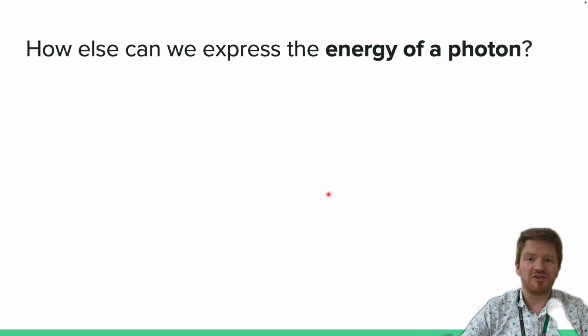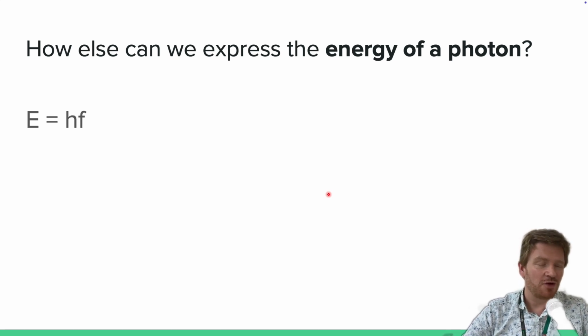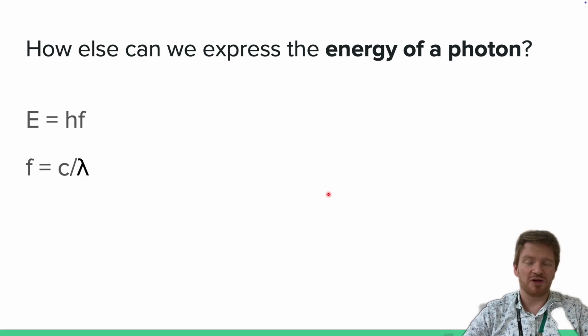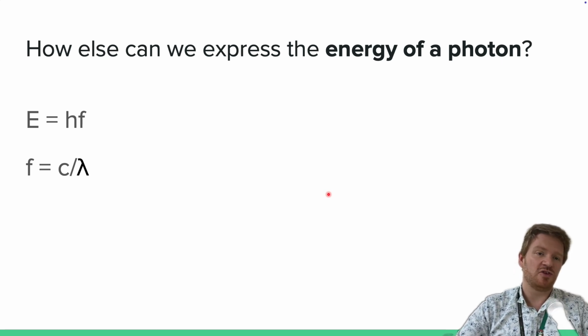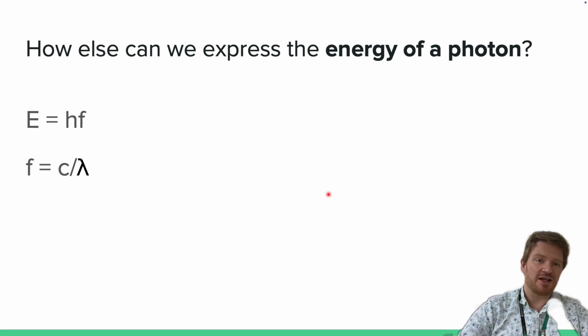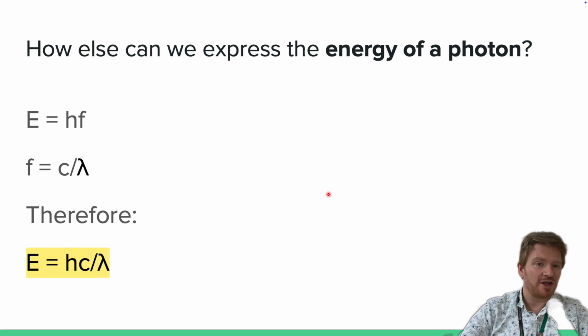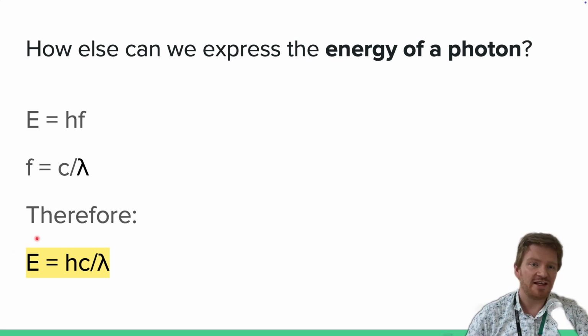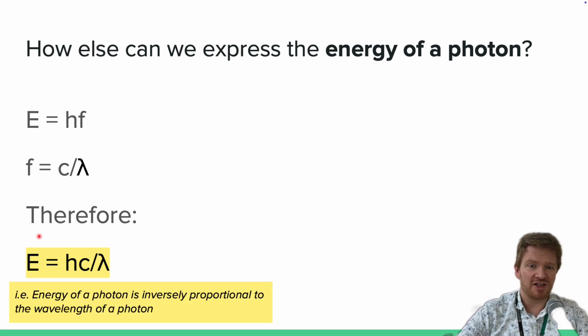Okay, so how can we express the energy of that single photon? Well, we've already said E is hf, but we also know from everything we've done with light that the frequency is equal to the speed of light divided by its wavelength. So that gives us an equation that the energy of a photon can also be expressed as hc over lambda. You've got two options: E is hf or E is hc over lambda.